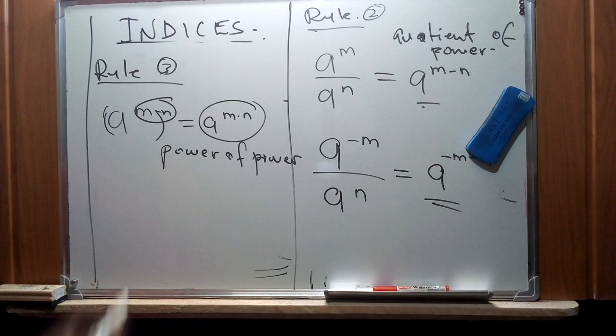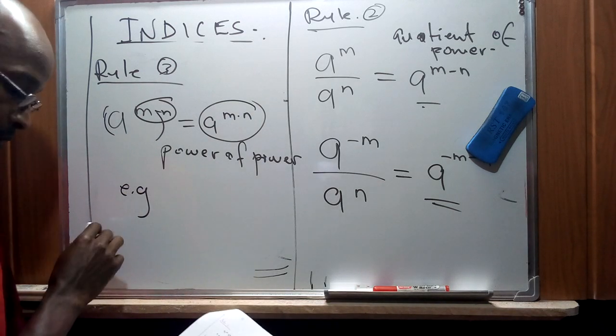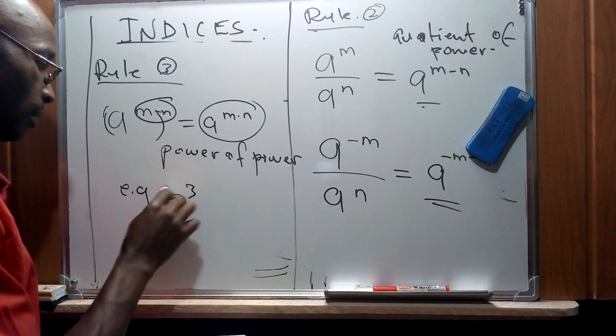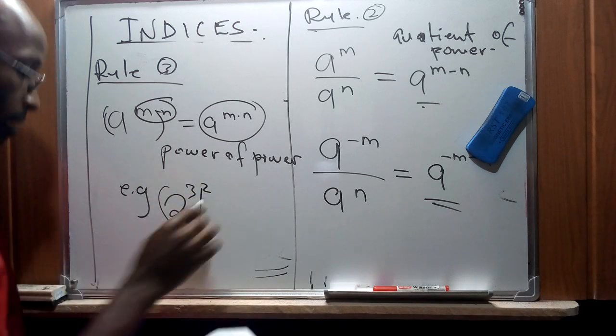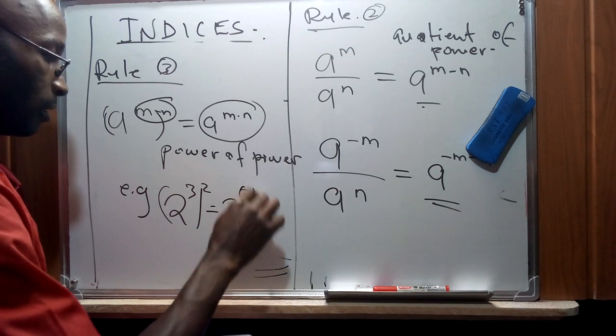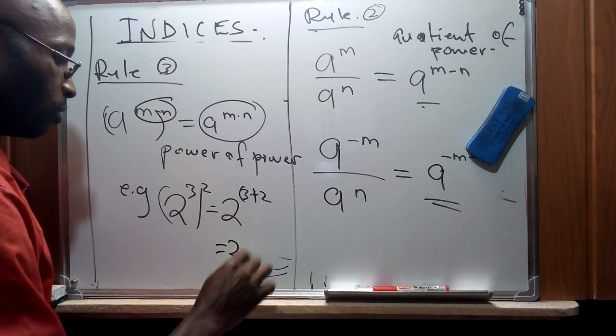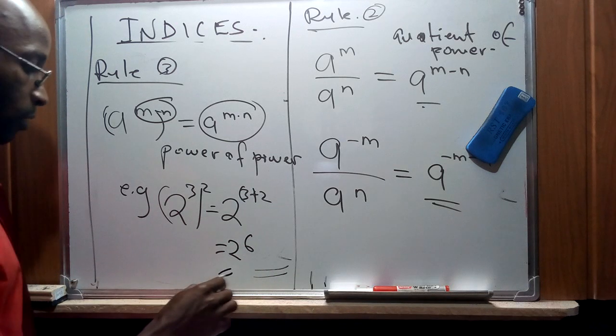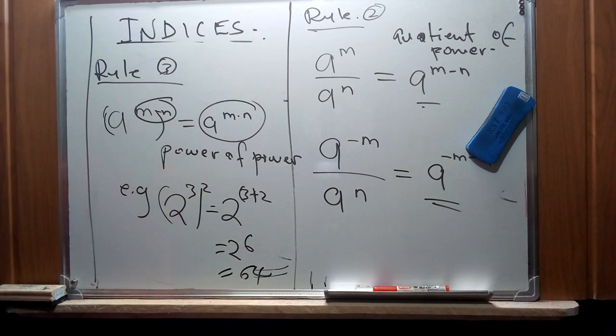For example, suppose we have 2 raised to power 3 which has been squared, then we will have 3 times 2, which is 2 raised to power 6. That is going to give us 64. So this is the way we are going to treat such kinds of problems in all mathematical applications.